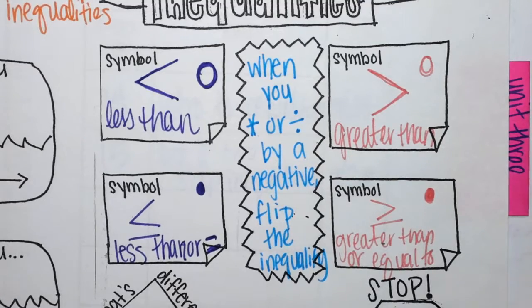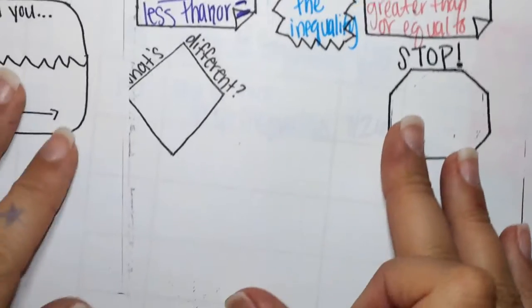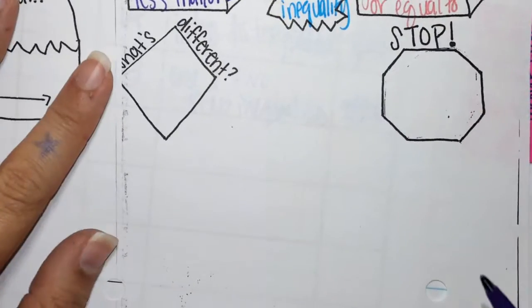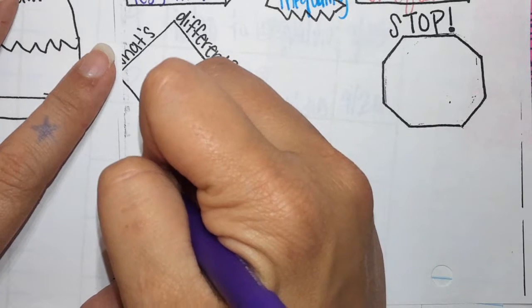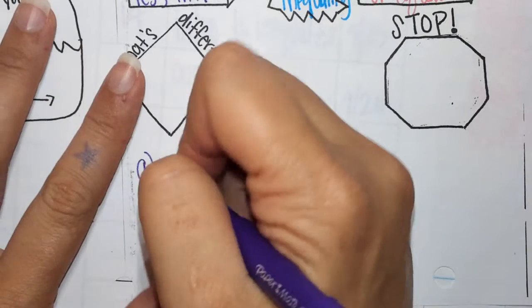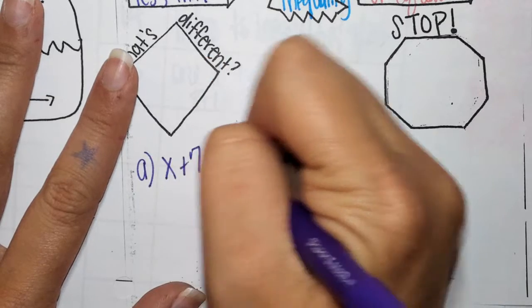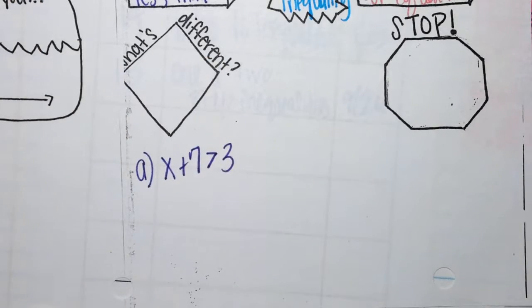Ready? One, two, three, let's do this. All right, so we're going to solve and graph. And tell me again why we graph. Yay! Take a point. Because there are how many answers to inequalities? Infinite. Take a point. All right, so let's say x plus 7 is greater than 3.